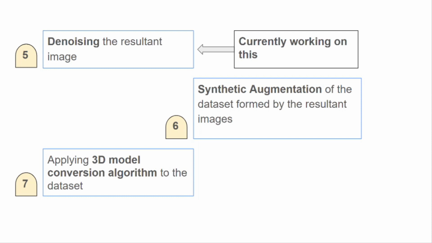So here the number of images is less for the training of the 3D model algorithms. So to increase the size of the data set, I need to use synthetic augmentation, and then I'll apply the 3D model conversion algorithm, which is yet to be done. I'm currently at denoising the resultant images.